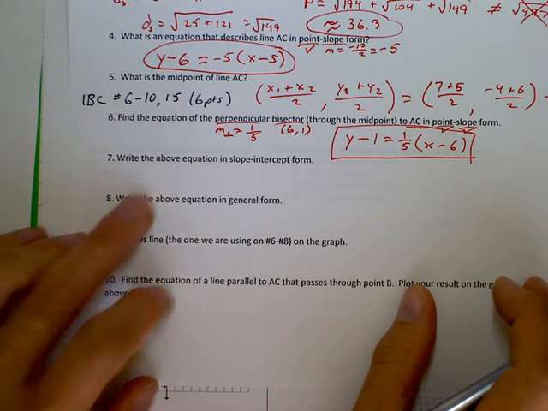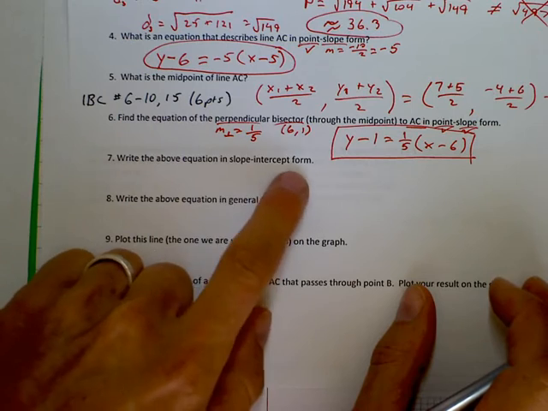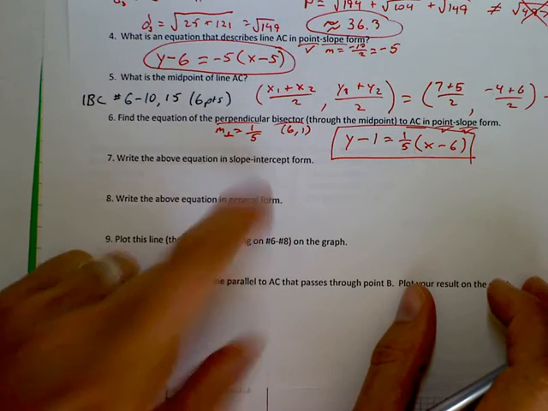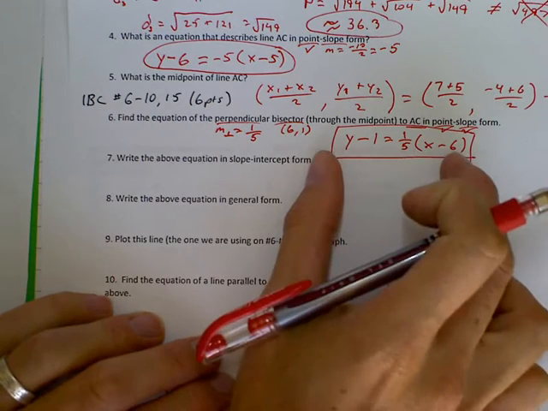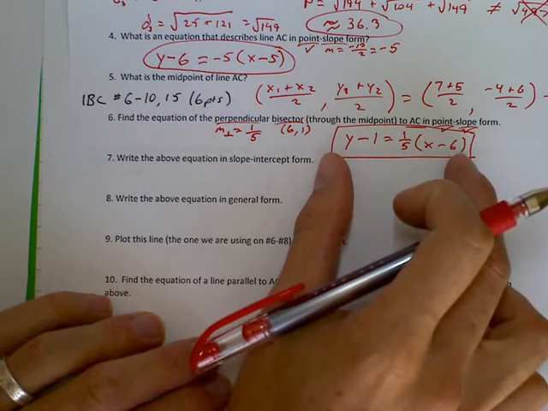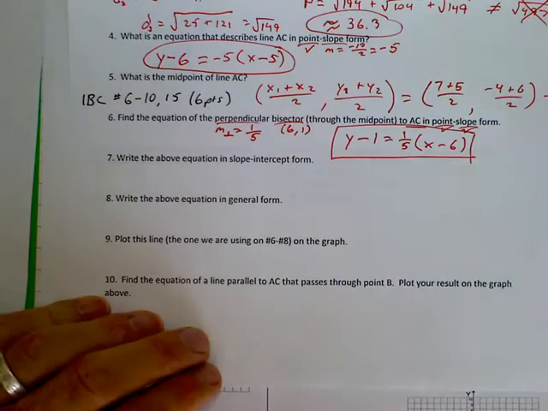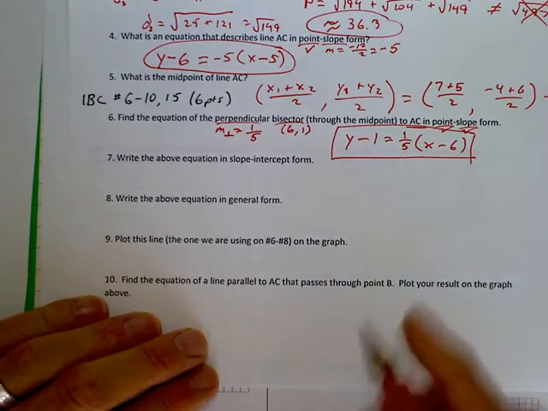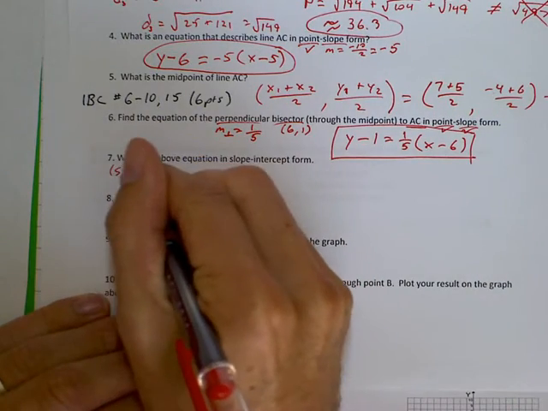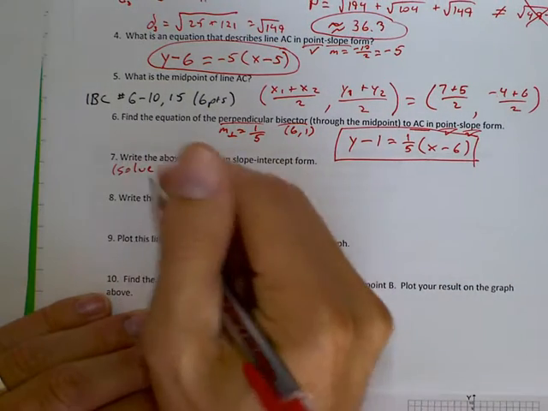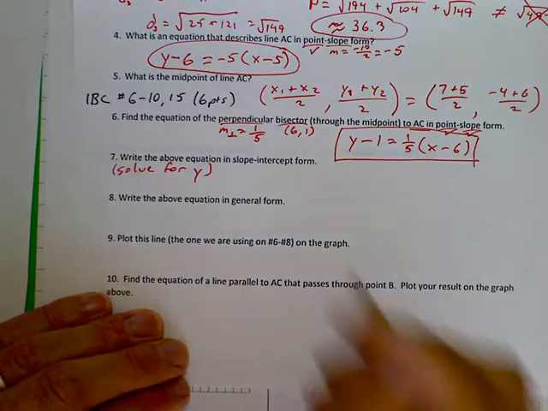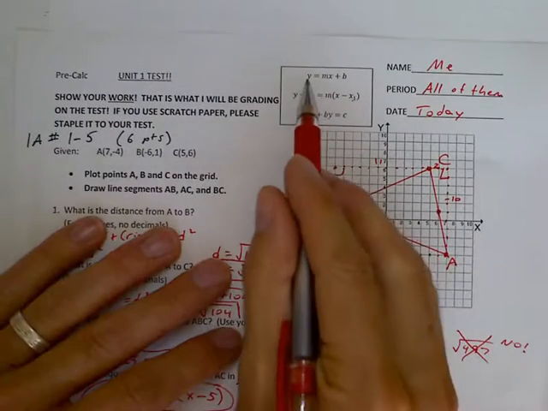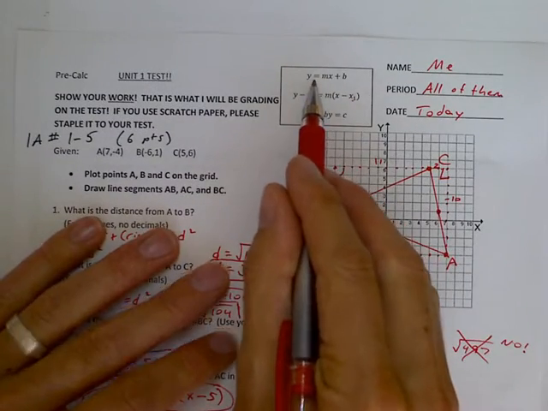Now, I'm going to change this to slope-intercept form. So, again, I'm not starting over. I'm just using the equation that I already have, and I'm rearranging it so that it's in slope-intercept form. Or in other words, I'm going to solve it for y, so that it's in y equals mx plus b form.